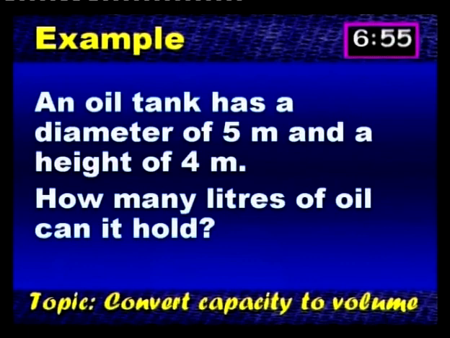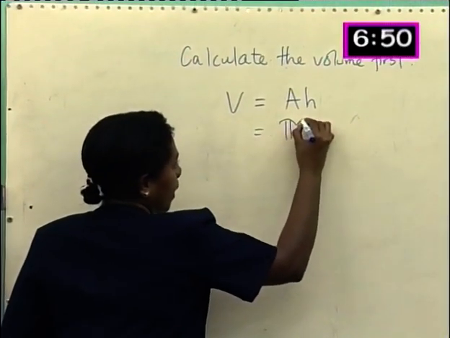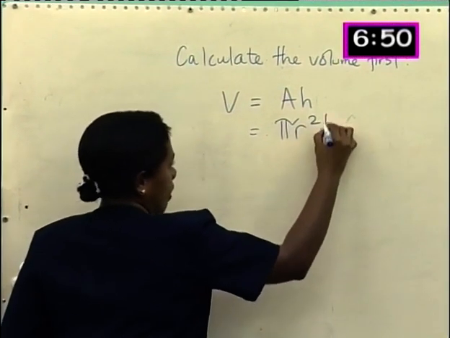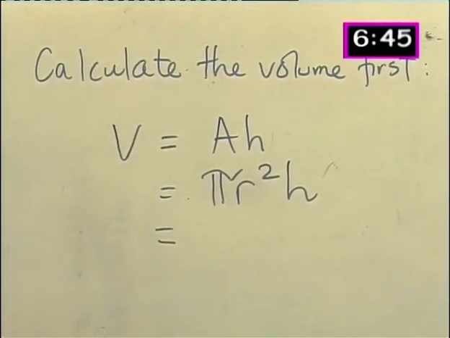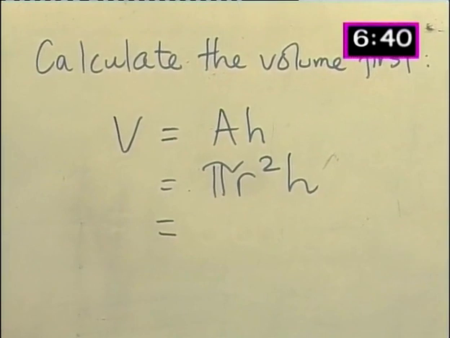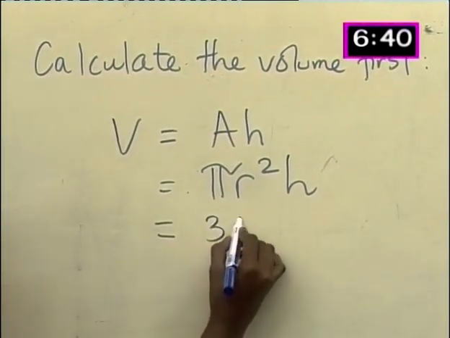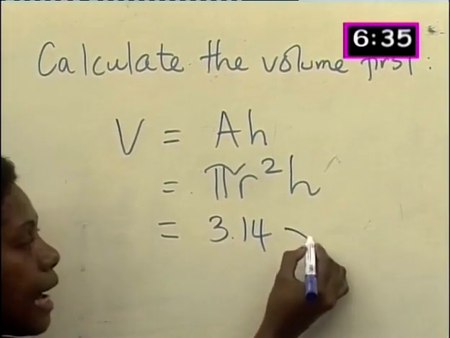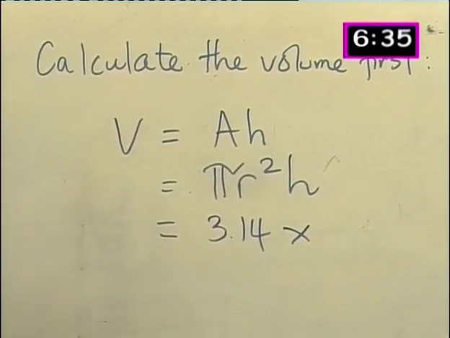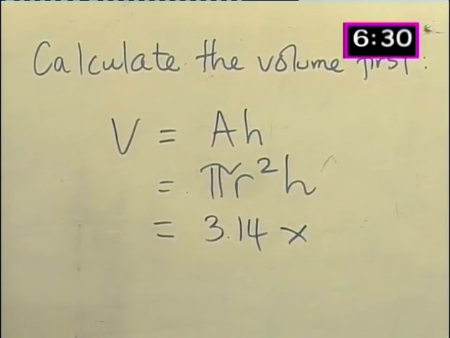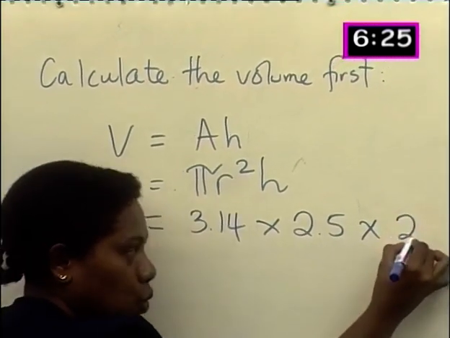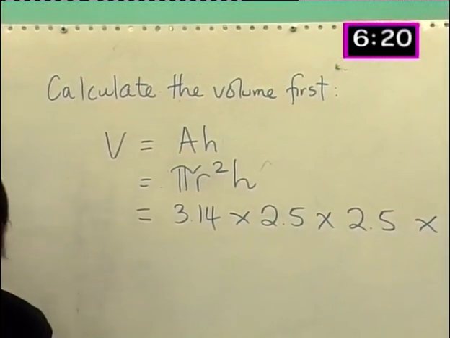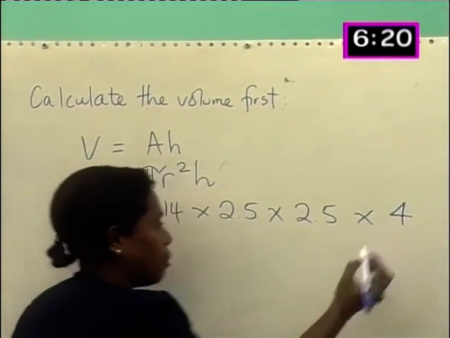Volume is equal to pi r squared H. So let's say diameter of 5 meters. So 3.14 times 2.5, which is the radius of the diameter 5. So 2.5 times 2.5 times the height, 4. Okay, can you work that out, please?